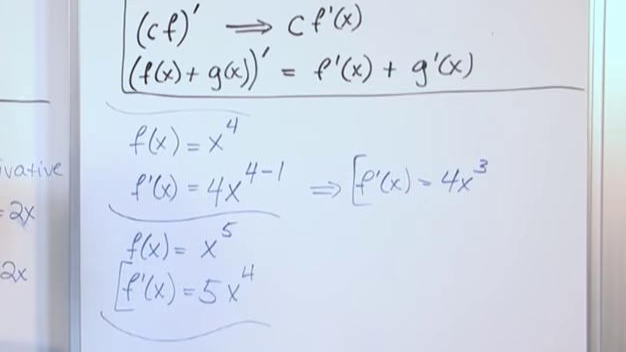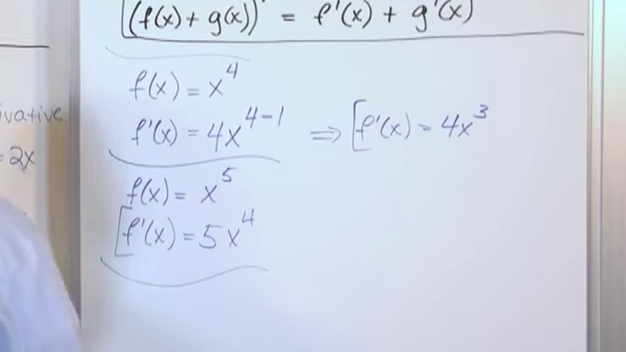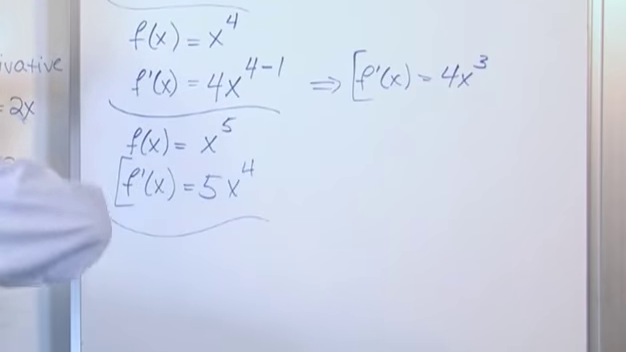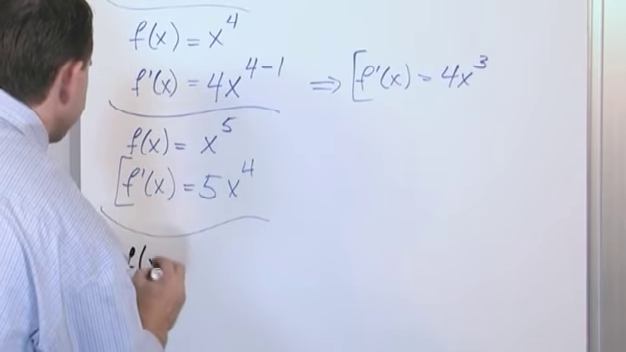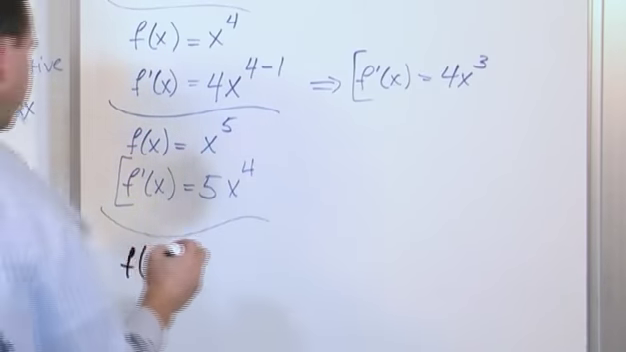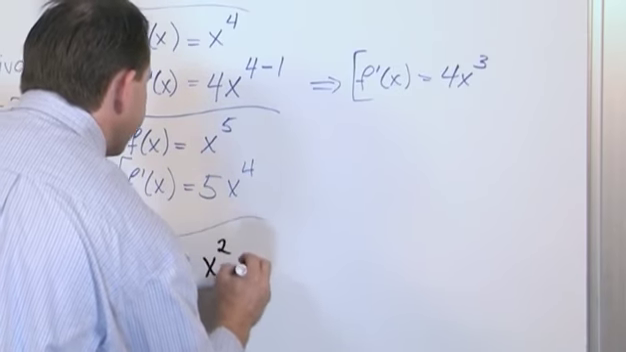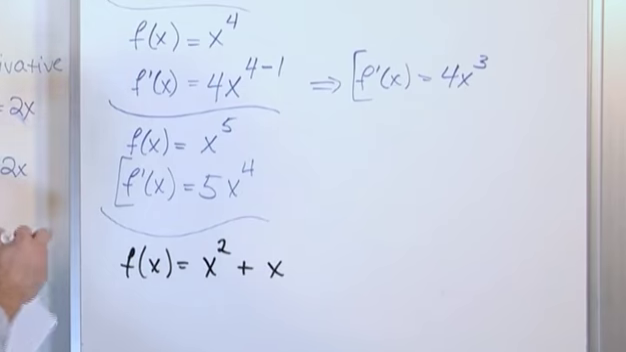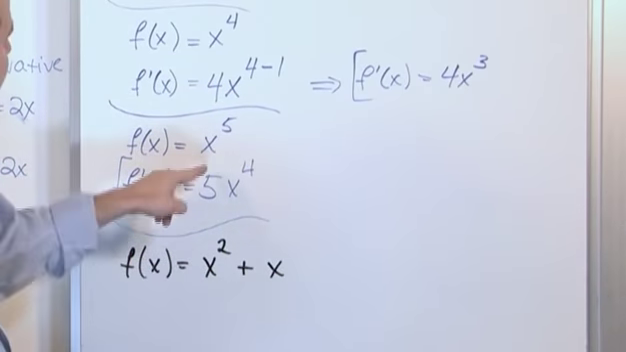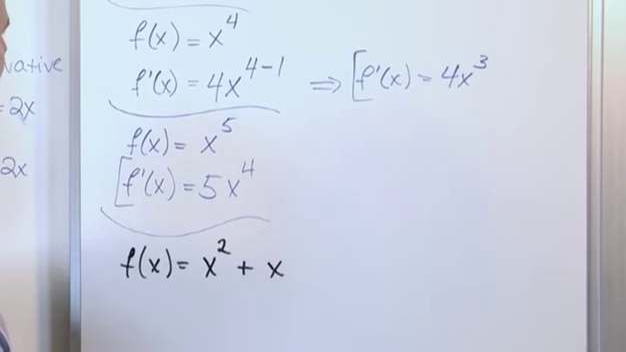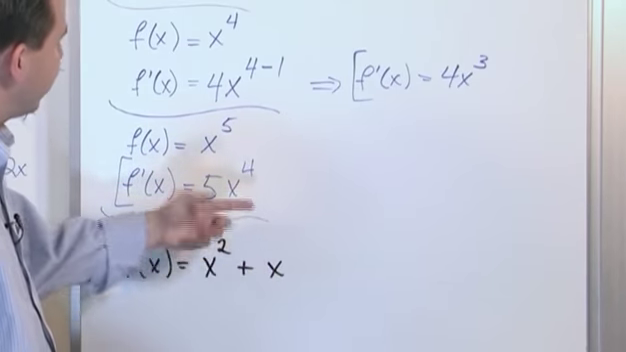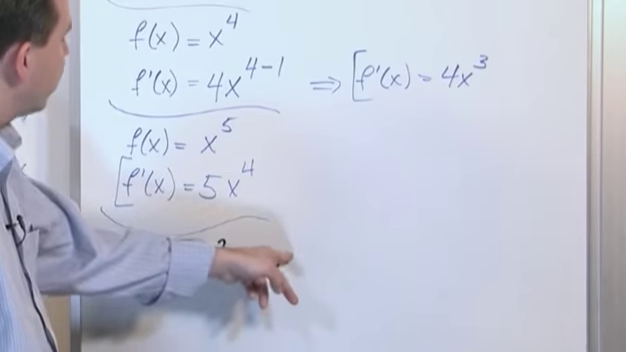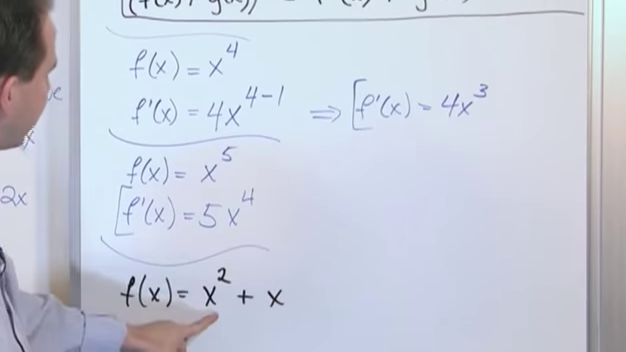Okay, now let's do something, we'll switch colors just because. We'll do something similar. Let's say we have f of x is equal to x squared plus x. Now, we know how to take the derivative of x squared because it's really similar to what we've been doing in the first two problems. We know how to take the derivative of x because really that's x to the 1st power, so we know how to take the derivative of this and this.